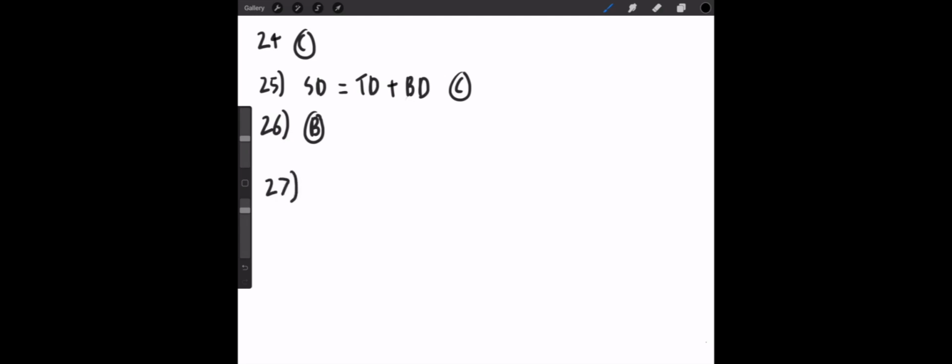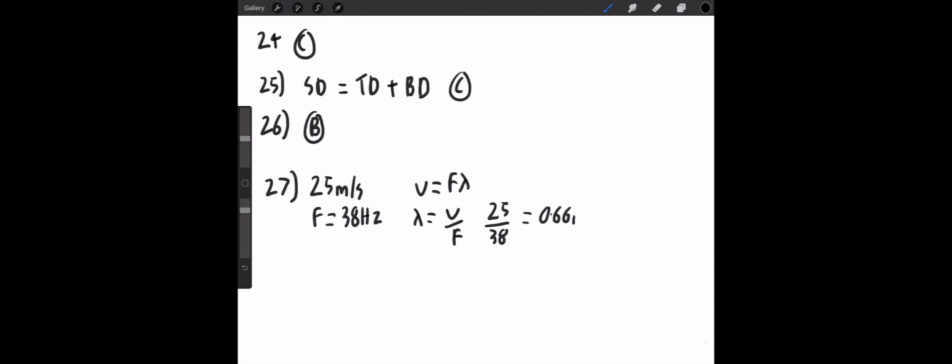Question 27. A wave travels at 25 meters per second and has a frequency of 38 hertz. They're all in standard units, so this should be nice and easy. What is the wavelength? We're going to use the wave equation, V equals F times lambda. So we want the wavelength. Manipulate this, it's simply V divided by F, so that's 25 over 38, which gives you about 0.66 meters. So that is answer C.